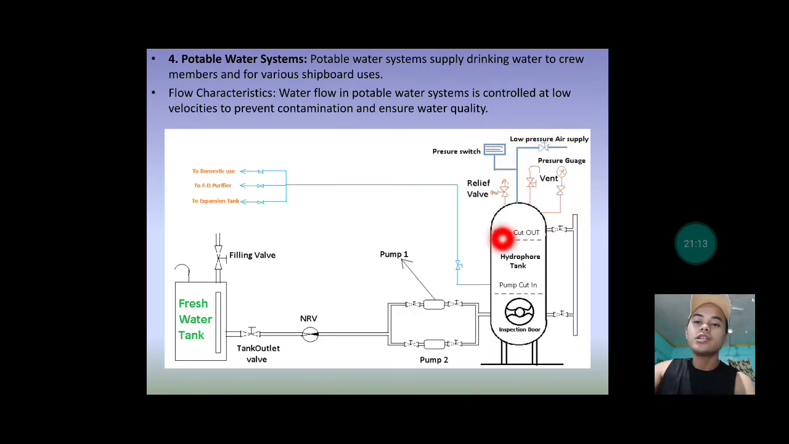And then if the pressure goes down, since water is going up into the ship, all over the ship, then the space inside the hydrophore will increase, thereby the air pressure will be decreasing. So let's say it will move to 4 bars. So for example, the 4 bar is the setting for the pump to start.